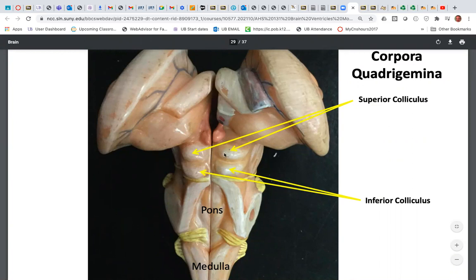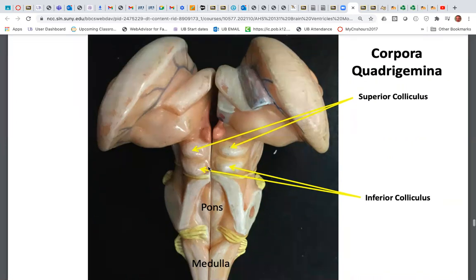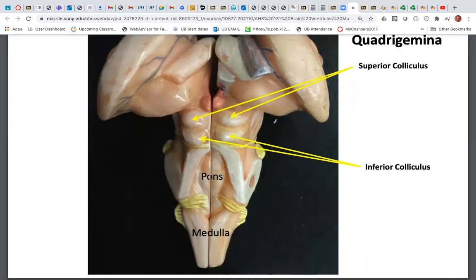The superior colliculi deal with visual stimulus, and then the inferior colliculi are one of the relay centers for your auditory or hearing information. So you've got your medulla, your pons, and the midbrain. And the Corpora Quadrigemina is part of the midbrain, and there's two superior colliculi and two inferior colliculi.